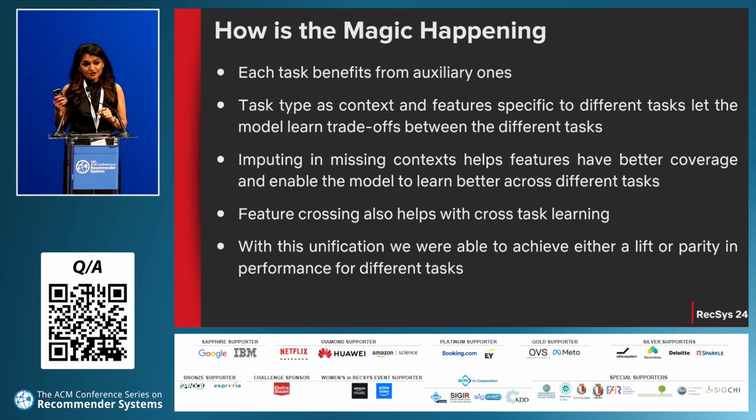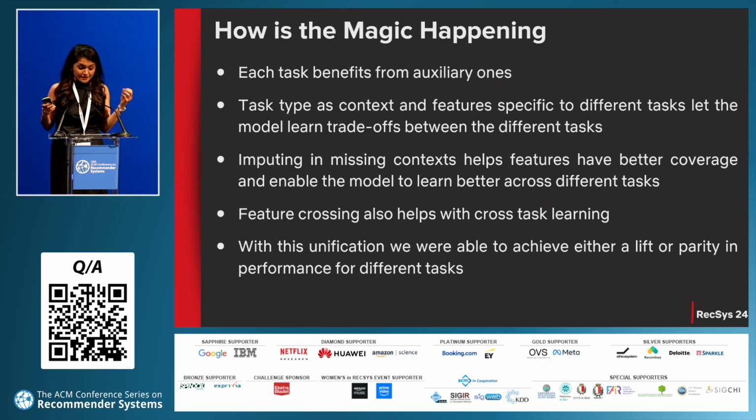Also, imputing missing context. For example, in the context of search, we have a query, but in the context of title recommendation, we don't have a query. Figuring out ways to impute missing context has helped improve feature coverage, which has ultimately helped learning across different tasks. Also, things like feature crossing have helped. Ultimately, with this unification, we were able to achieve either a lift in performance for each of the tasks or even improvement on different tasks in the first version of this unified model.